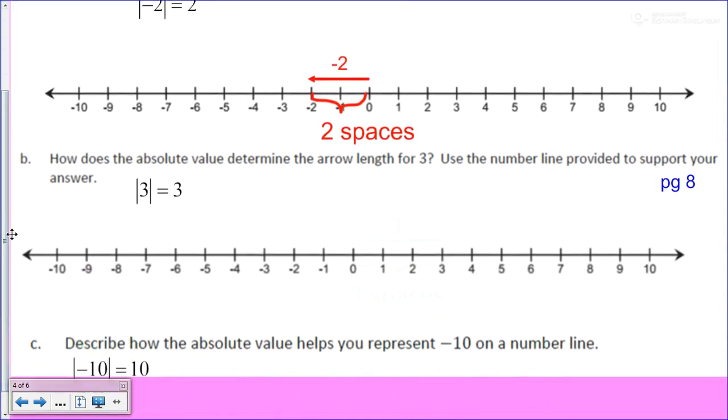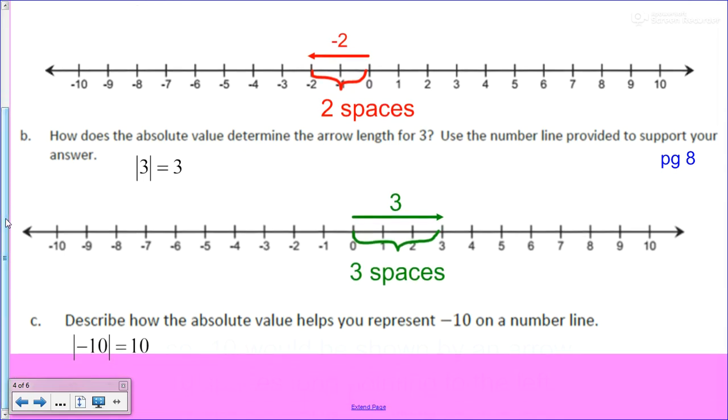All right. So then letter B over on page 8, how does the absolute value determine the arrow length for 3? Again, using that number line. Well, we know that the absolute value for 3 is 3. Okay, we're not going to go the opposite. We're just going to stick with that positive number. Okay, and that arrow length is going to be 3 spaces long because the absolute value of 3 is 3. Because it's a positive 3, we're going to draw our arrow to the right. And again, it's 3 spaces. That's where the absolute value importance comes in.